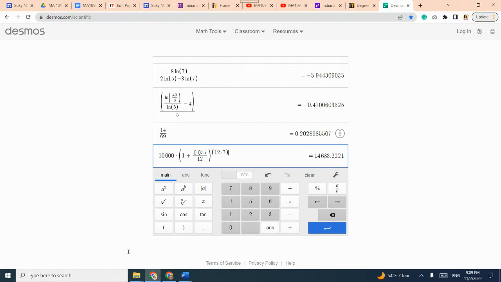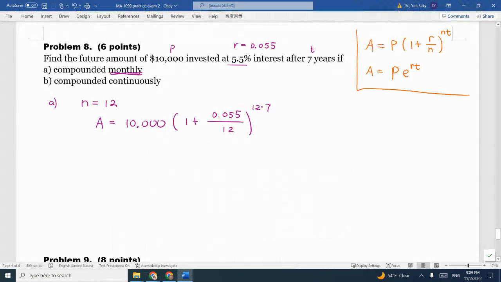So I get 14683.22. Okay. Yeah, so when you type in your calculator, you probably remember the parentheses right here. Okay, so make sure you know how to use your calculator and get the same answer.